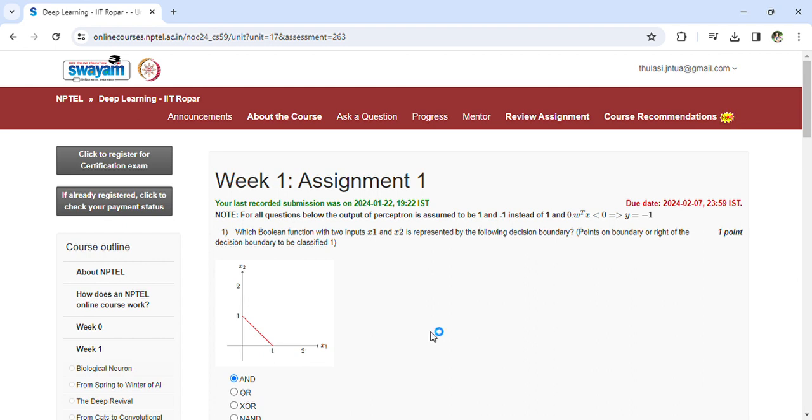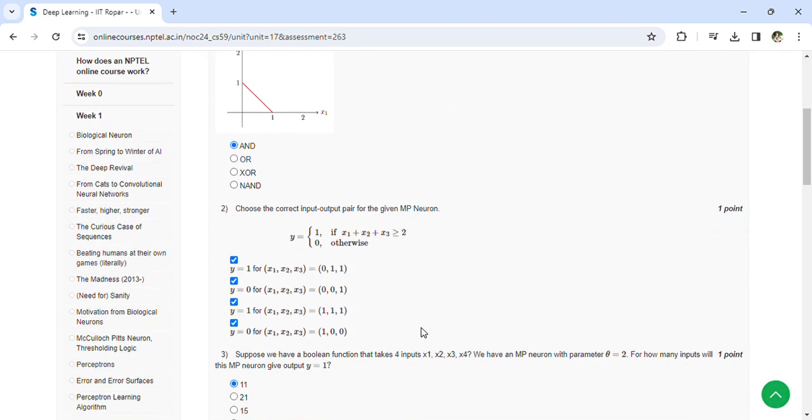First one is which Boolean function with the inputs x1, x2 is represented by the following decision boundary. So here the answer is AND. Coming to the second question, choose the correct input output pair for the given MP neuron. So y is equal to 1 if x1 plus x2 plus x3 is greater than or equal to 2, y is equal to 0 otherwise. Substituting the values of x1, x2, x3 in the equation, we came to know that all the values are satisfied. So 4 are the correct answers.